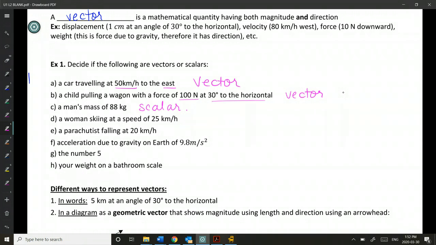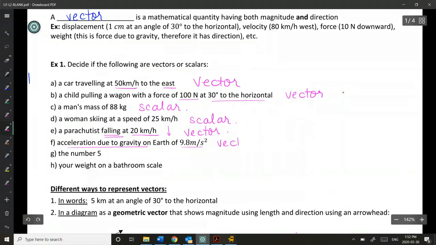A woman skiing at a speed of 25 kilometers. Again, this doesn't have a direction, so we'd say scalar. A parachutist falling at 20 kilometers per hour. So falling, I think that kind of indicates a bit of a direction, which would be a downward direction if they're falling. So let's say vector for this one. Acceleration due to gravity. This is also a vector quantity because gravity has a direction to it.